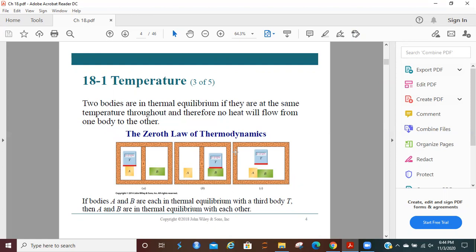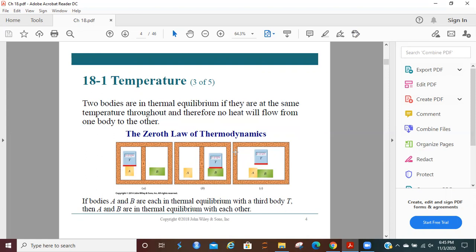Two bodies are in thermal equilibrium if they are at the same temperature throughout, and therefore no heat will flow from one body to the other. This is often referred to as the zeroth law of thermodynamics. The reason is that they had already developed your first and second laws, but this is more fundamental in the sense that if you have two different bodies that are in thermal equilibrium with a third, then they have to be in thermal equilibrium with each other.